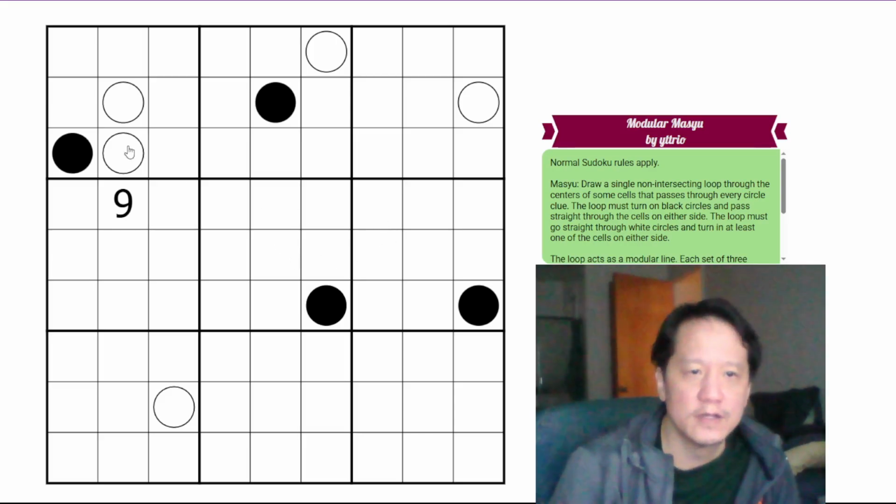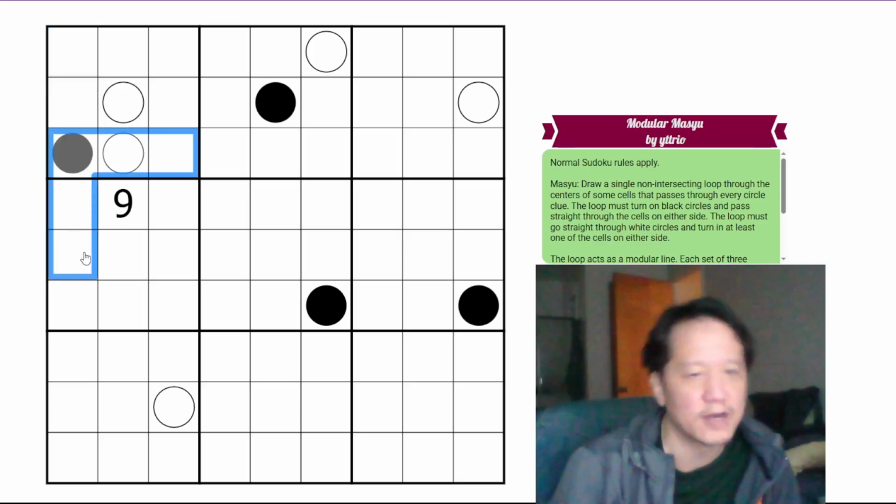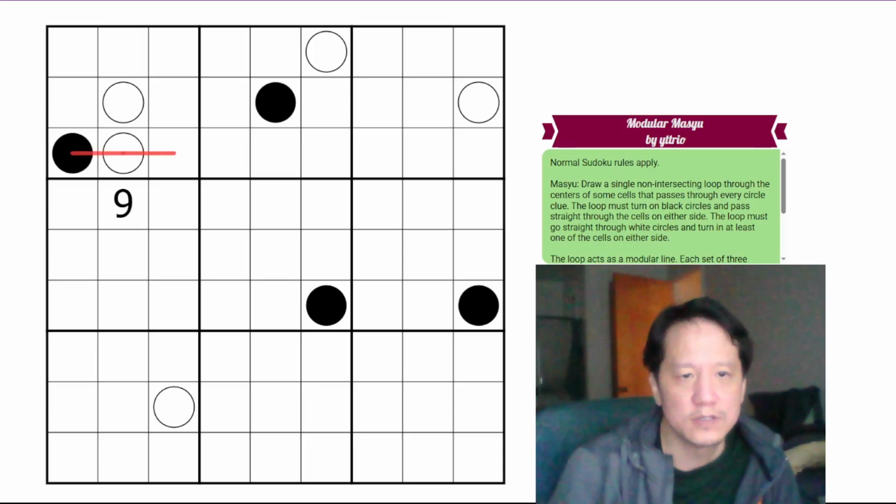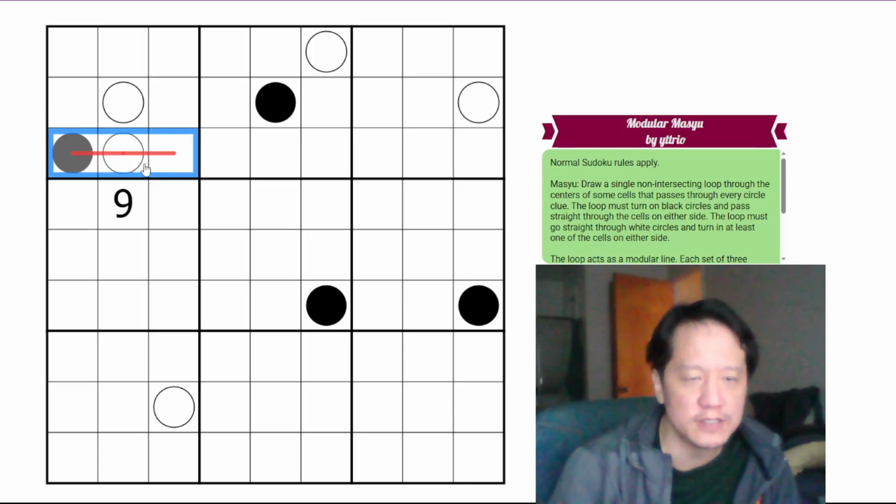Okay. This cell here must turn. So the only way it turns is it goes that way or it goes that way. So either way, this has to be the way that it turns. And then we know this is going to turn one of these 2 ways. So that's already done there.